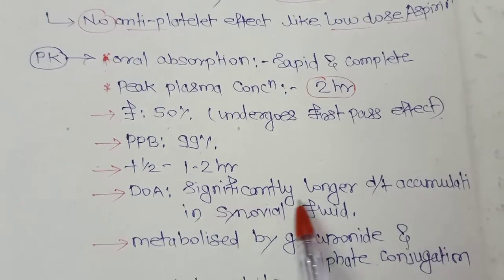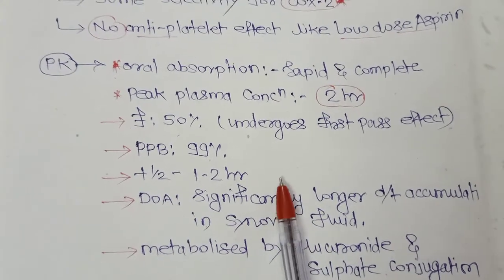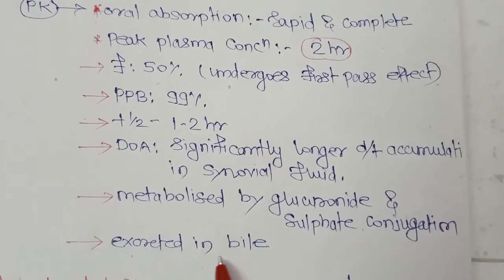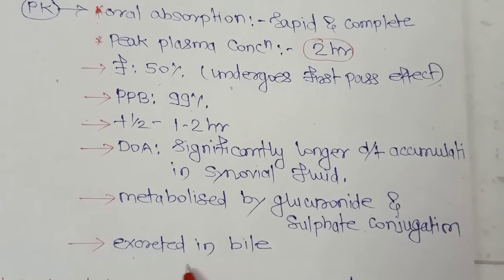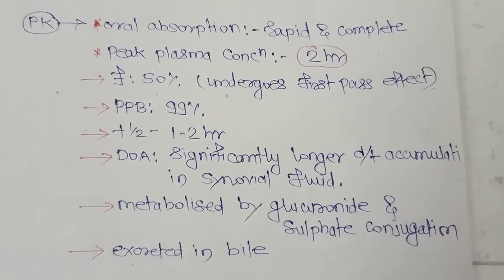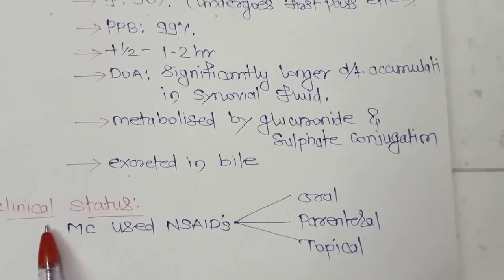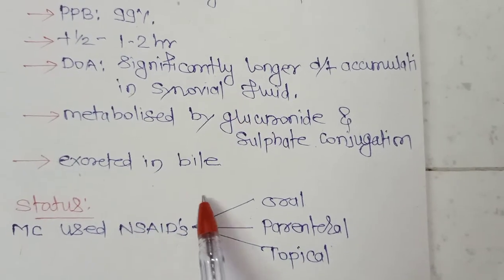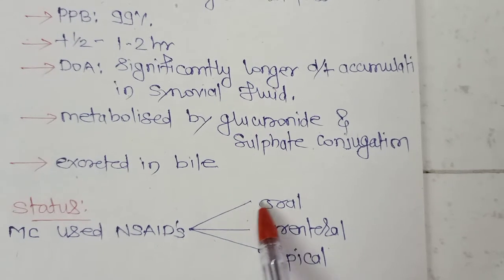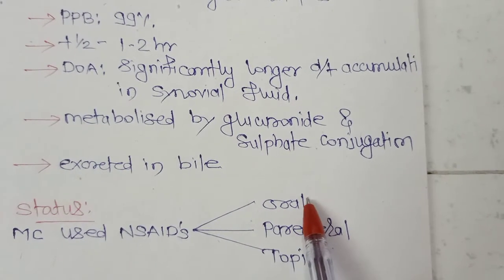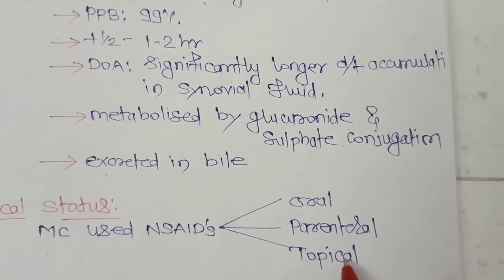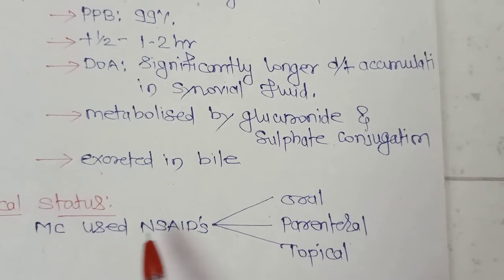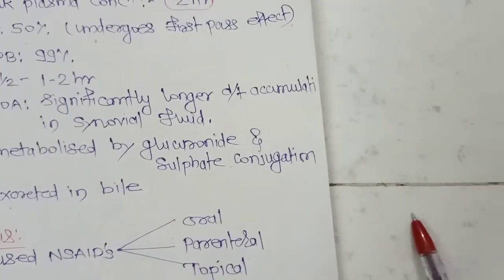It is metabolized by glucuronide and sulfate conjugation, and excreted in the bile. So these are the pharmacokinetic properties of diclofenac. Clinically, it is the most commonly used NSAID because it is available via various routes: orally, parenterally, and topically.